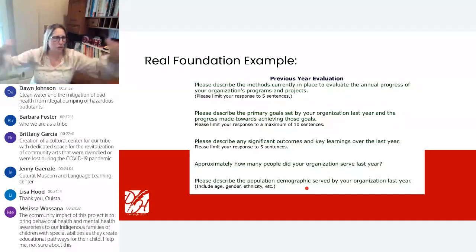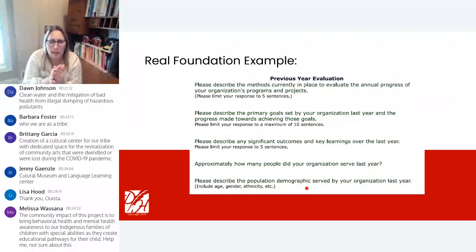It could be a really big, broad statement. It could be a very small, tactical statement. But if you are willing to share in the chat box, and I'll type this out, what is something that you are incredibly proud of from 2024 that your organization did?